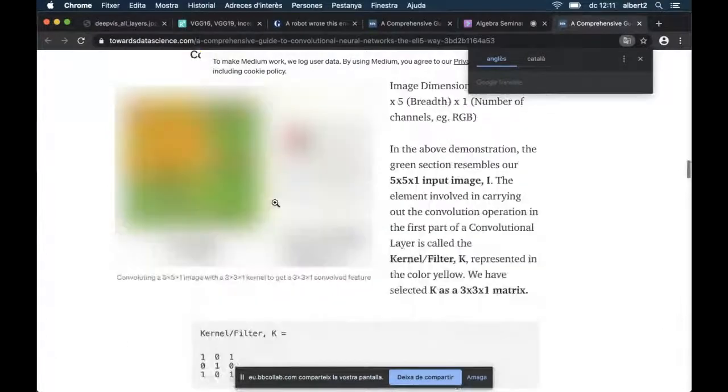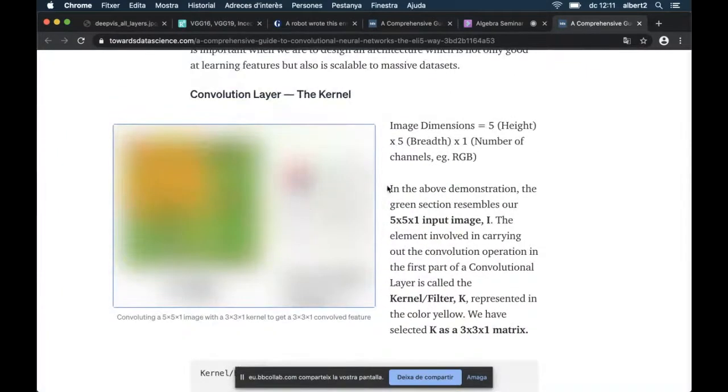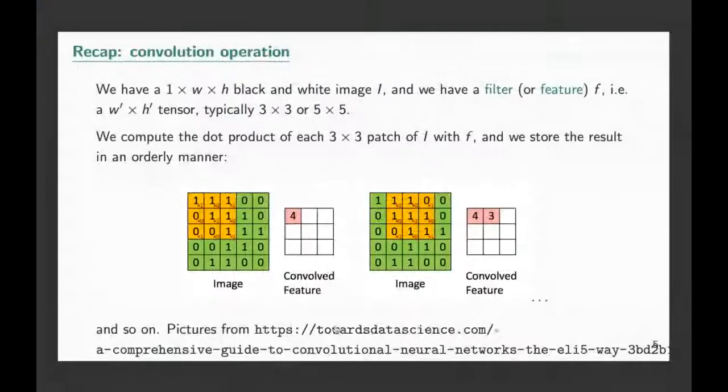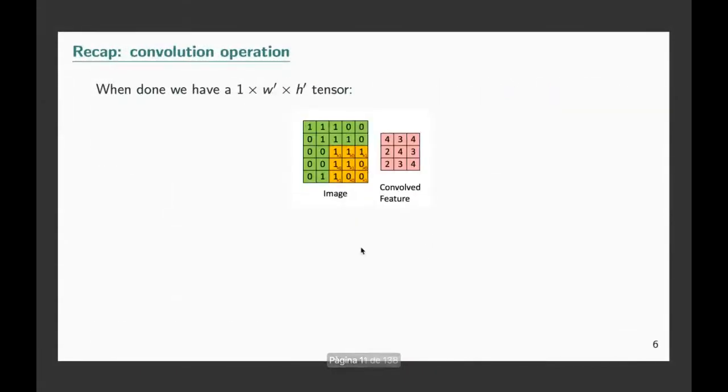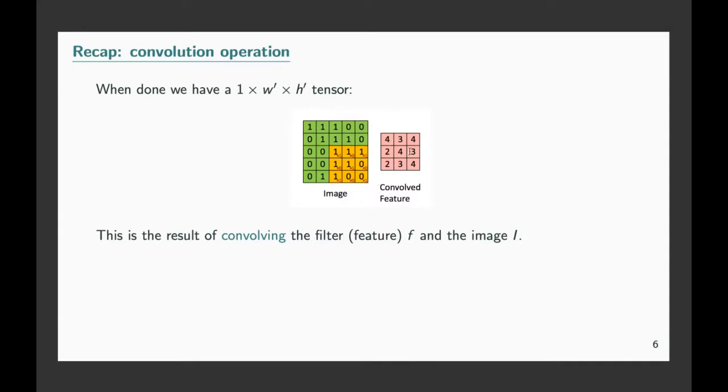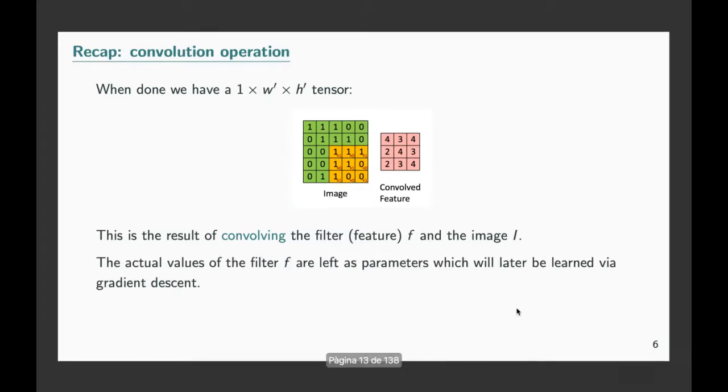So here's the animation, which I think is a great animation. Let's wait. Well, I'll go back to it later. So you go through all patches, and in the end you have a new matrix which stores the dot product of the filter with each patch of the image. And this new matrix is called the convolved feature. And what we just did is called convolving the filter F with the image I.